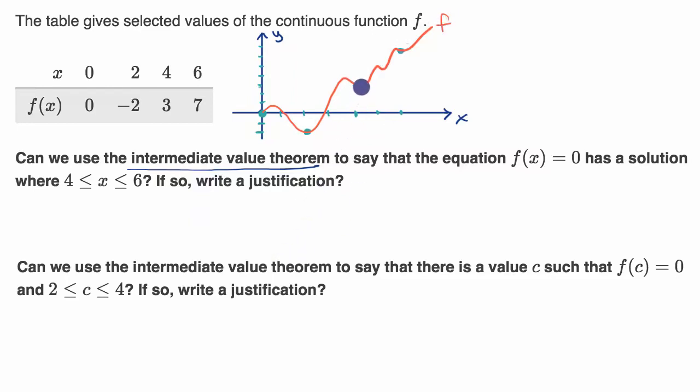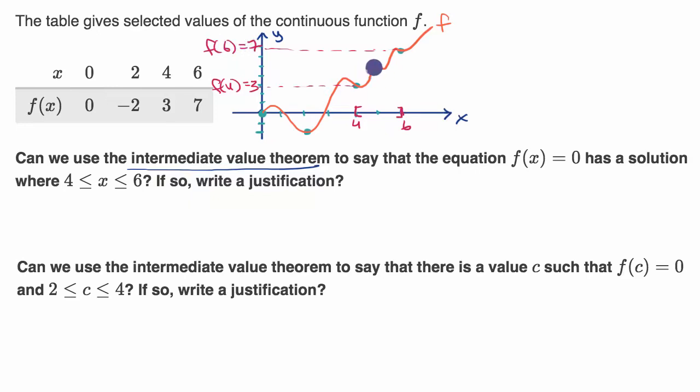Now the intermediate value theorem says, hey, pick a closed interval. And here we're picking the closed interval from 4 to 6. So let me look at that. This is 4 here, and this is 6 here. The intermediate value theorem tells us that if we're continuous over that closed interval, our function f is going to take on every value between f of 4, which is equal to 3, and f of 6, which is equal to 7.